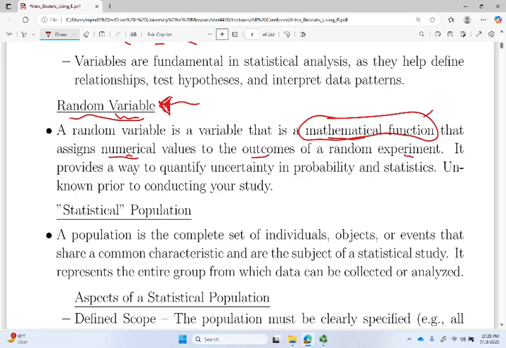If we're flipping a coin and we have heads and tails, the random variable is to flip a coin and observe the top side, and we get heads and tails. But now to use that in mathematical models, somehow we have to convert that. So let's call a head a 1 and a tail a 0.